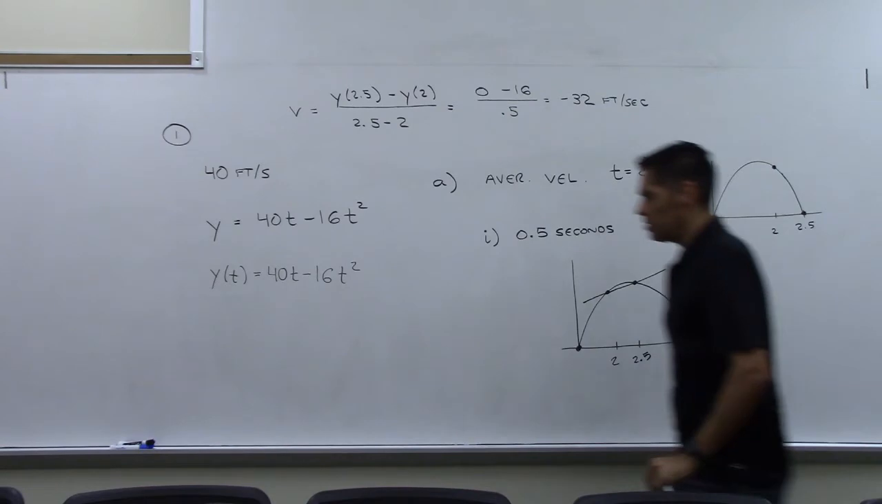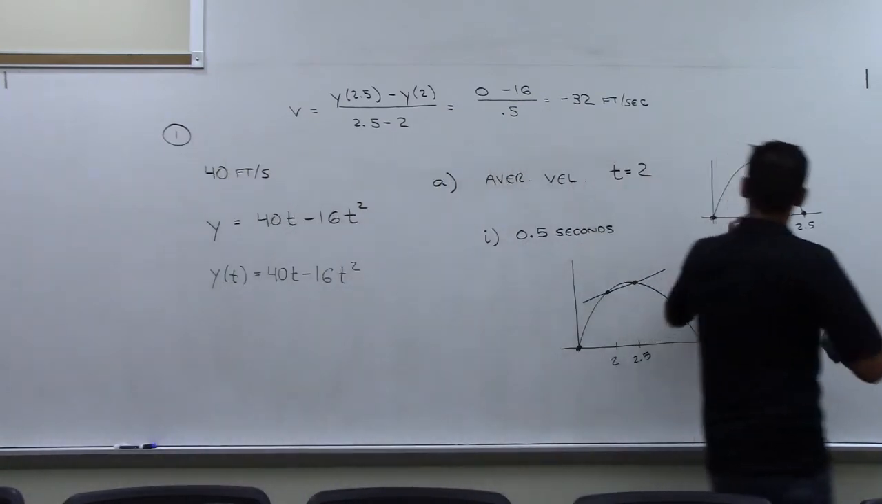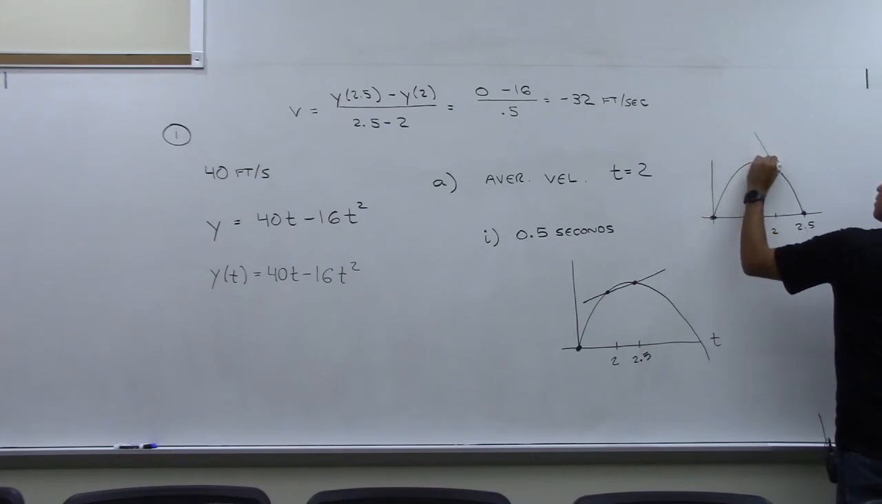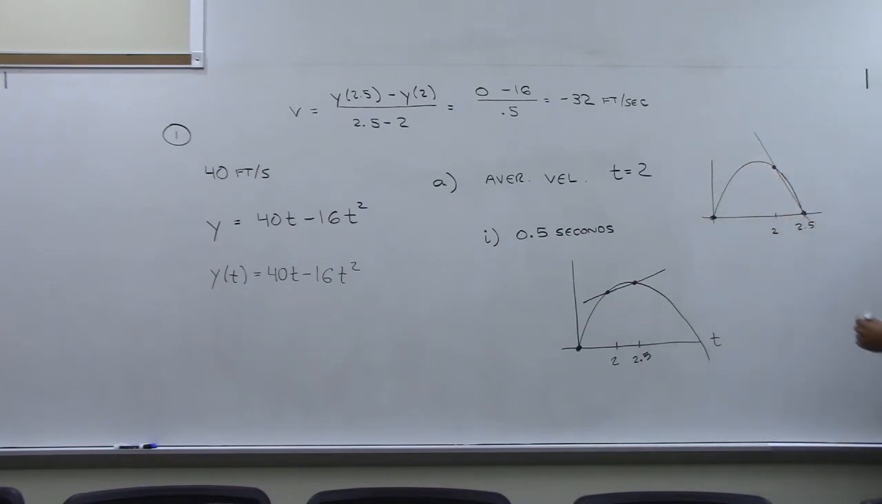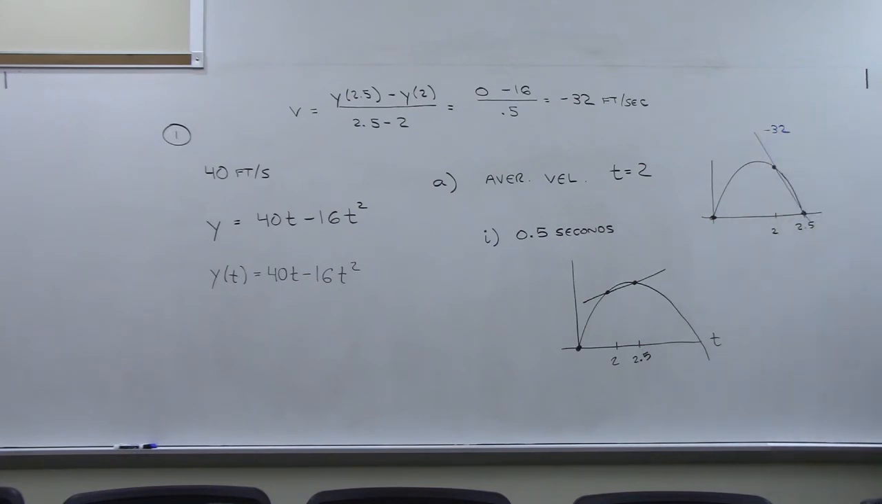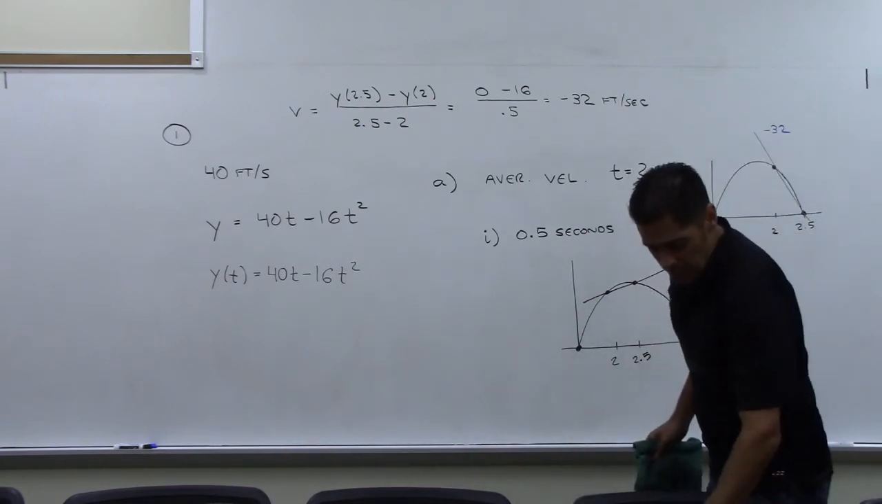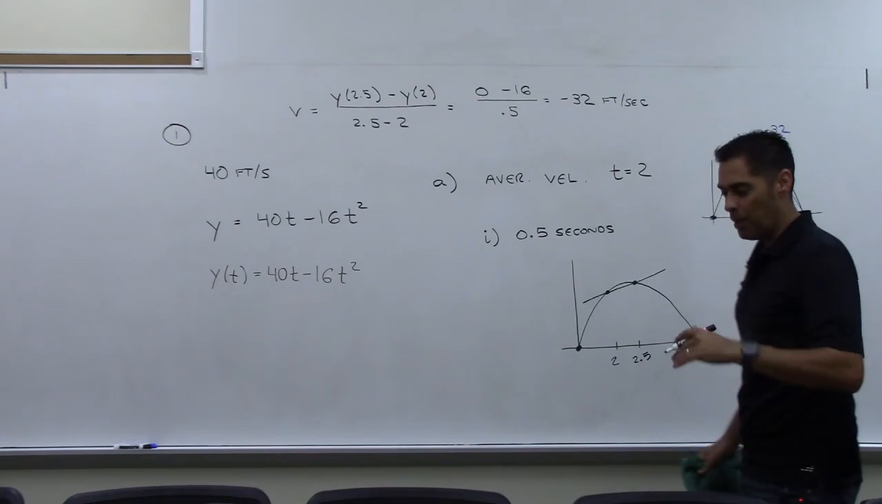We wanted to find the slope of that, what we call secant line, which was the slope of the line connecting these 2 points. And that turned out to be negative 32 was that slope. So if you're looking just on this little time interval between t equals 2 and 2.5, the average velocity on that time interval was negative 32 feet per second. So that's part A, part 1.